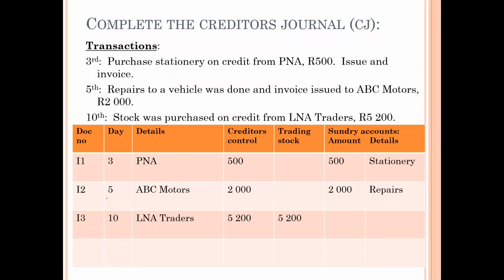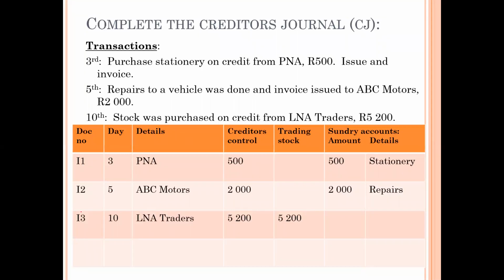And then on the 10th, the transaction is saying there, stock was purchased on credit from LNA Traders, 5,200 Rand. So let's look at the information we have. We've got the date, the 10th. We know it is for stock. And remember, stock, trading stock, goods, all those things are the same things. We've got the name of a business, LNA Traders. 5,200 Rand is the amount. So let's look how it was entered into the CJ.